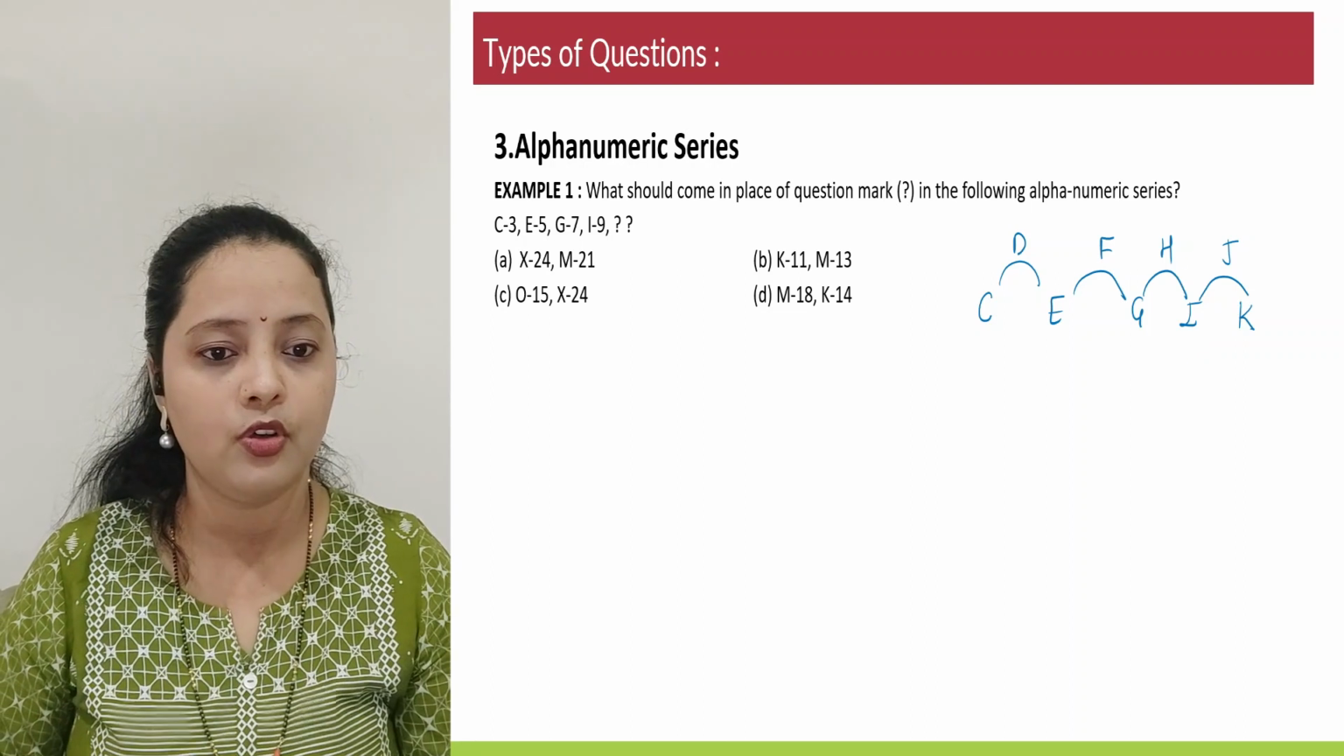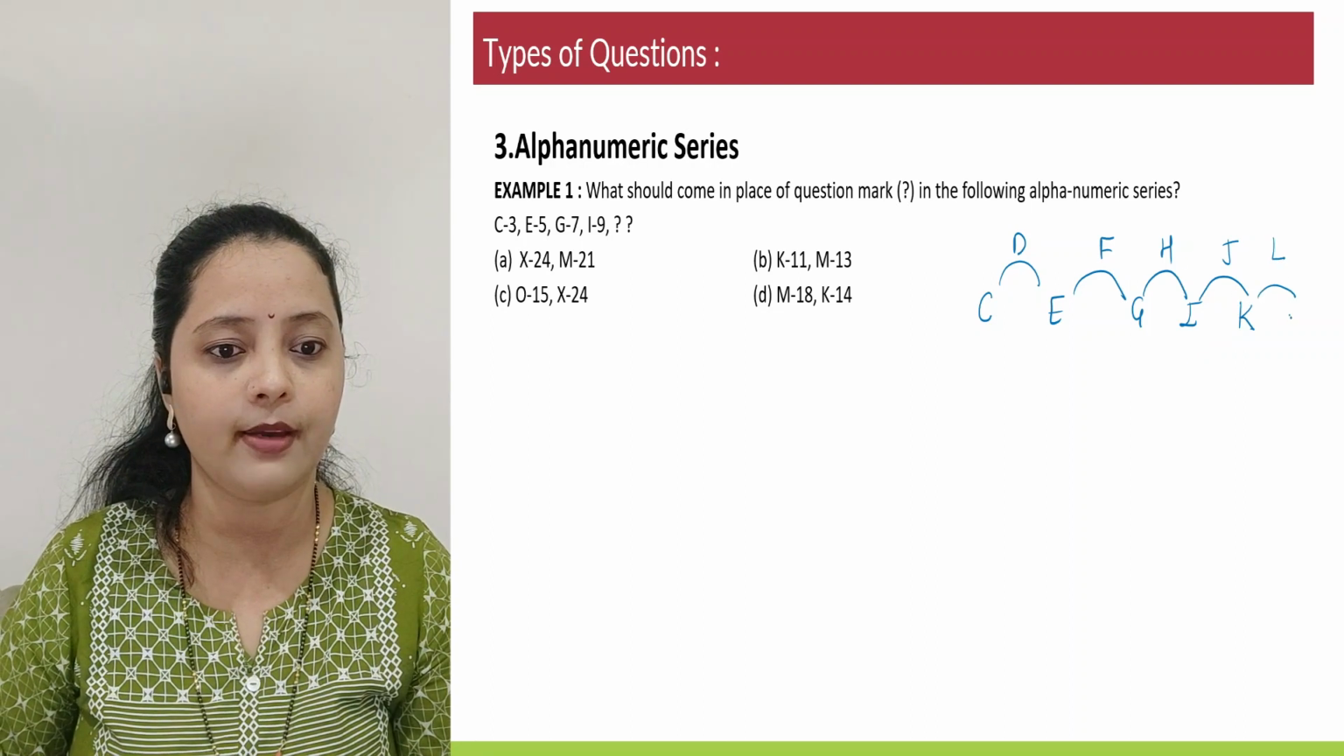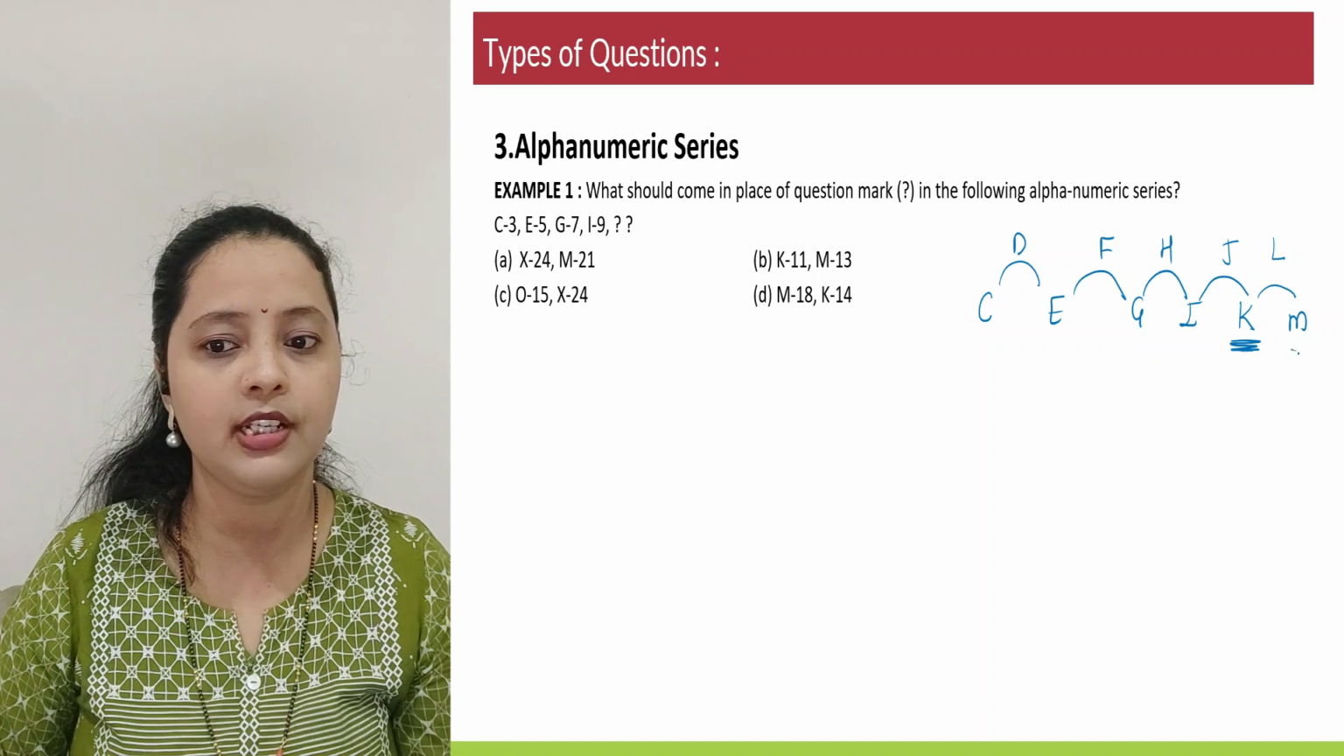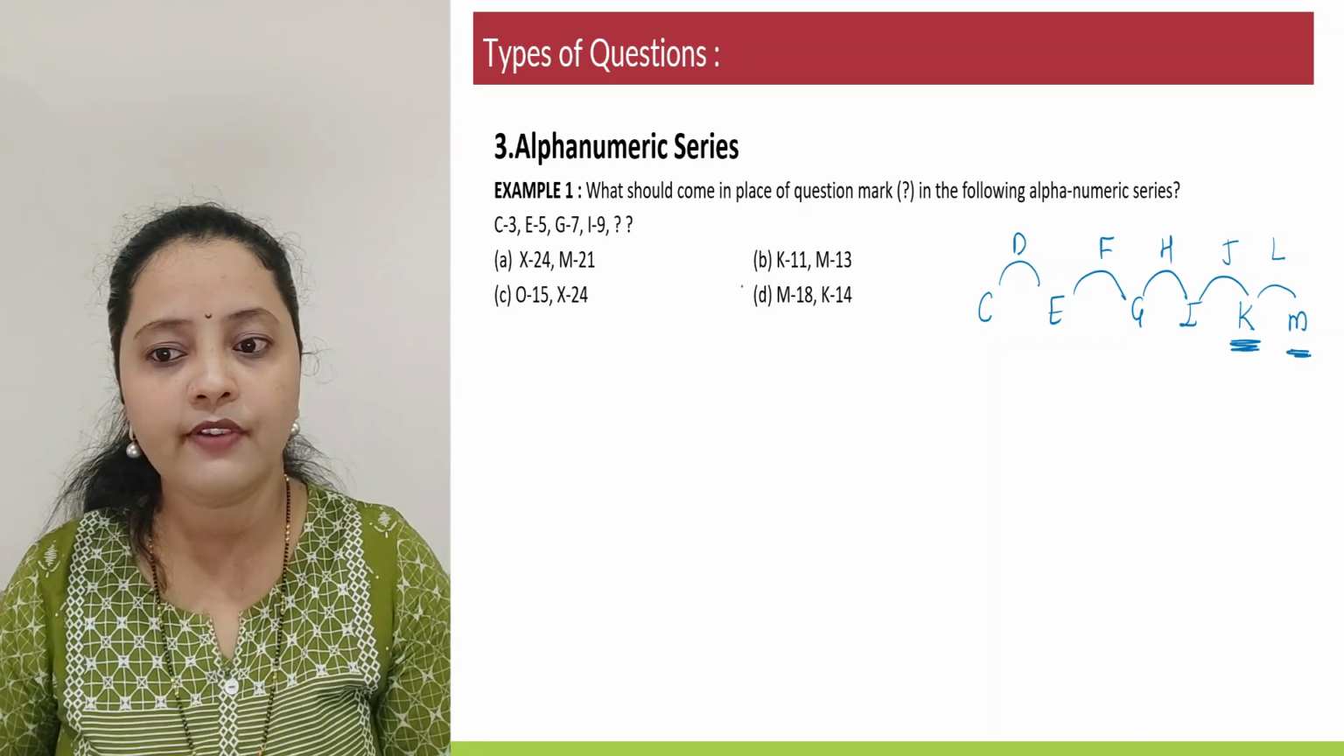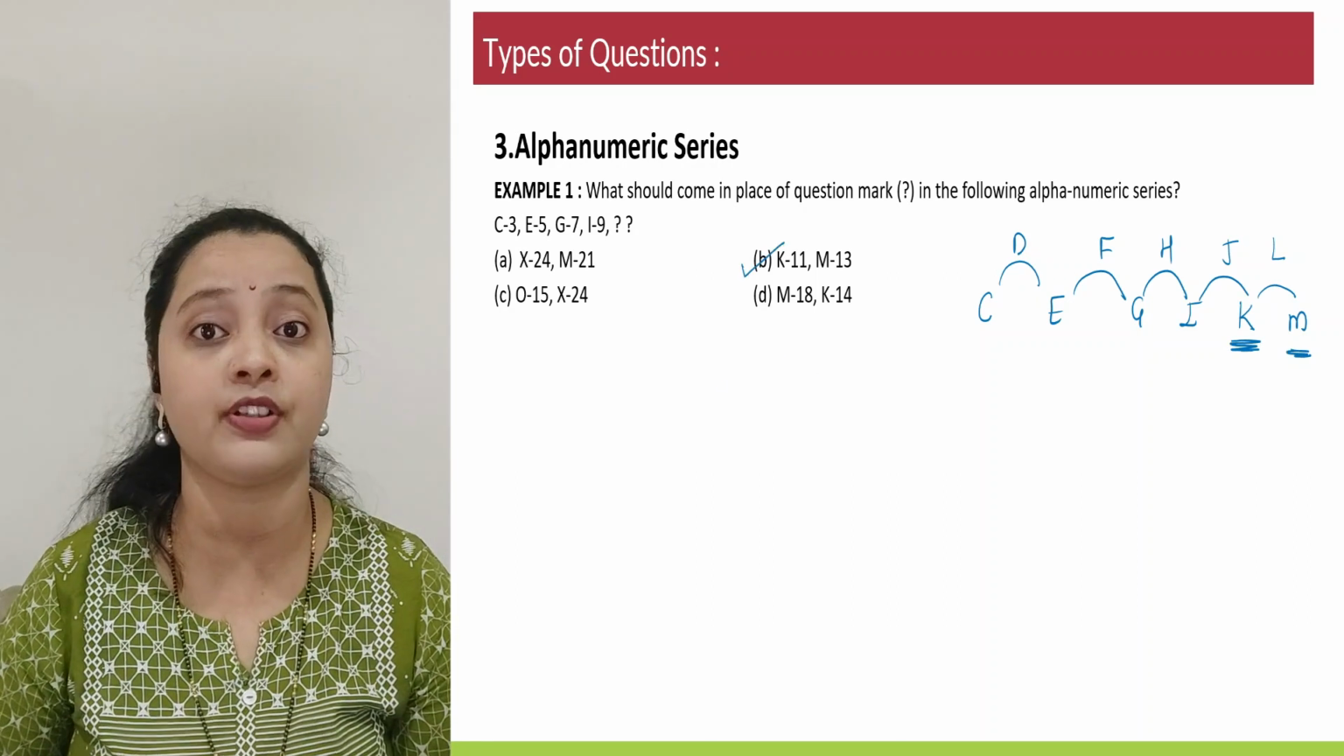And we need two more. So after K, I leave L and I'll write M. So the letters that I'm looking for are K and M. You have only one option actually. You can select it as option B.